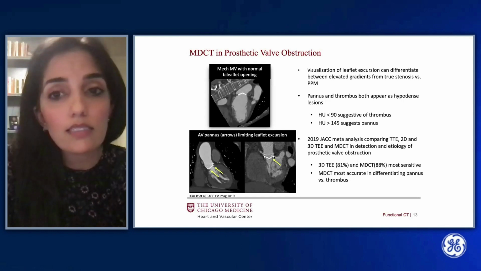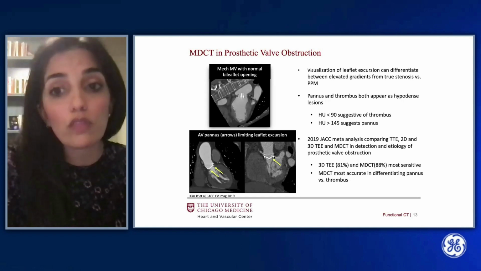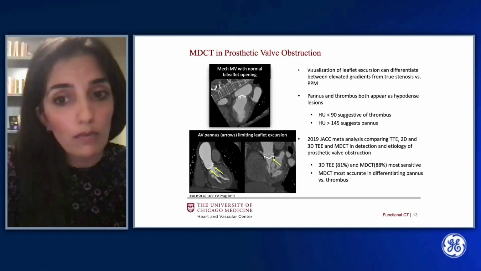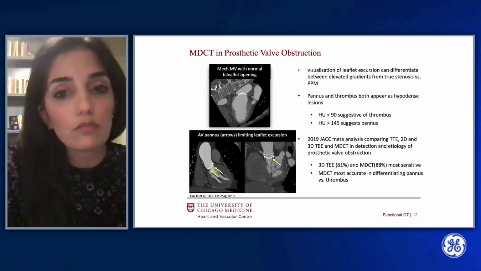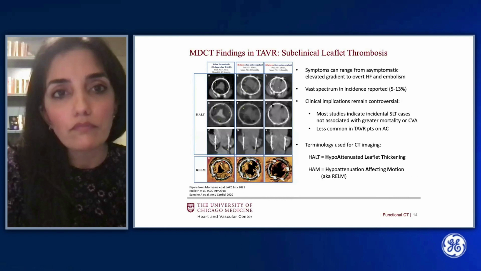A recent meta-analysis in JACC comparing CT and 3D TEE in the evaluation of prosthetic valve obstruction showed that both modalities are the most sensitive for the detection of obstruction in this population, but CT appeared to be a better differentiator of pannus from thrombus for the reasons that I just reviewed.